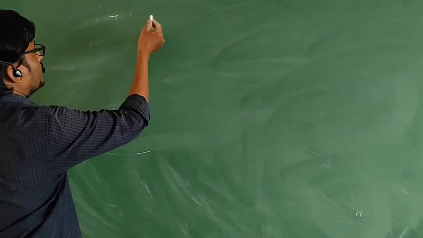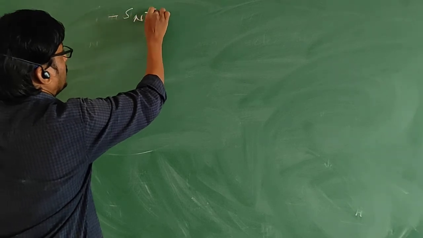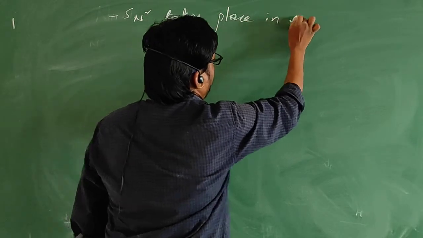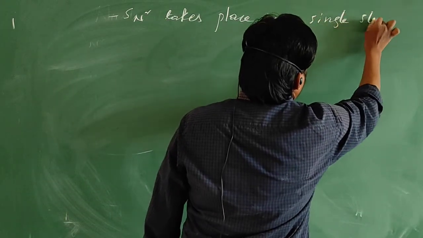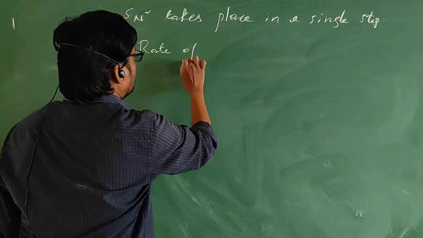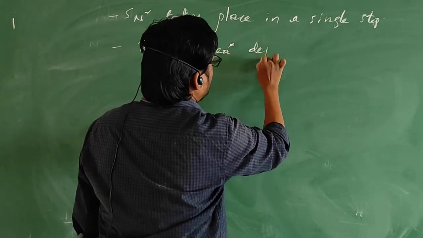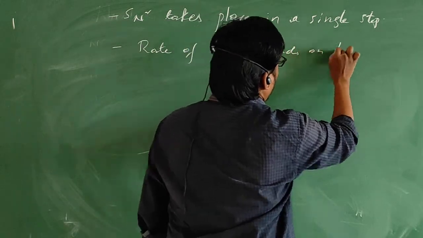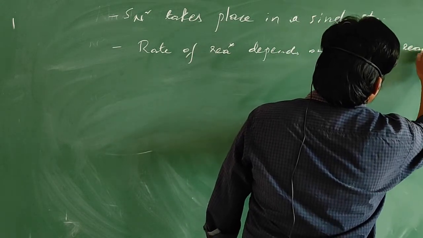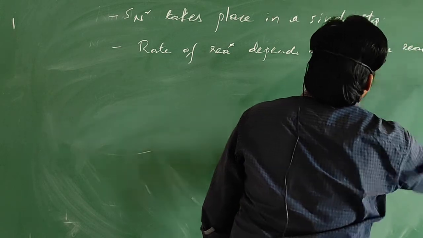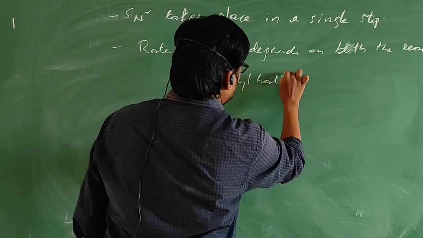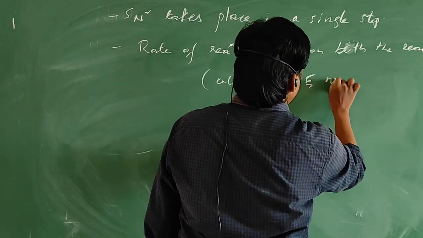So what you want to remember is SN2 takes place in a single step, and the rate of reaction depends on both the reactants. Both the reactants means one will be alkyl halide, the second will be nucleophile.